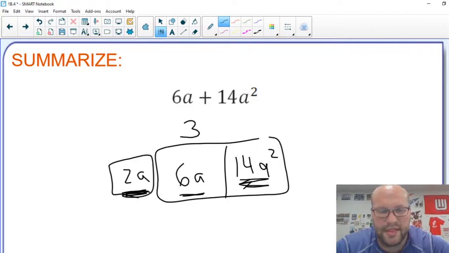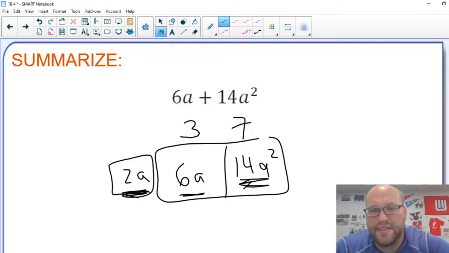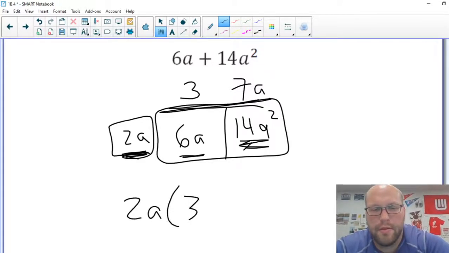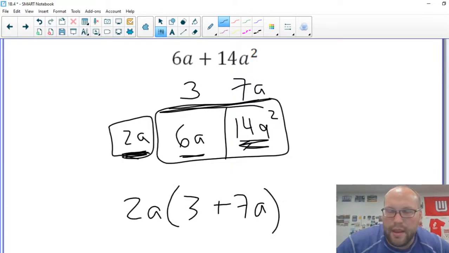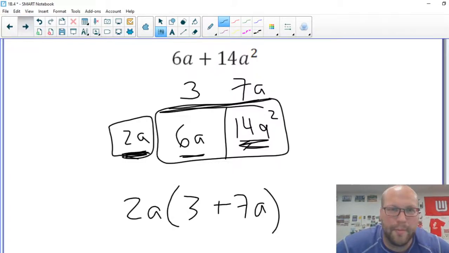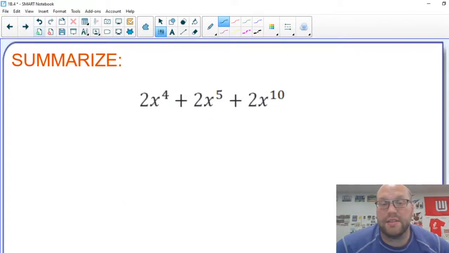2 times 3 is 6, and then I can check it by multiplying. And same thing, I know that this has to be 7 and at least one more power of a. So this would be an example of factoring, and my final answer comes out to be 2a times 3 plus 7a. And we just factored for the first time. And we can take a look at a couple more examples. But remember, this is just distributive property. It's going into one form or out of the same form. So we can practice all kinds of examples.